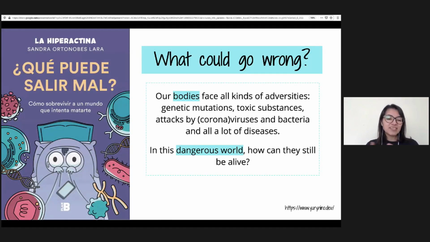Recently, I was reading this book titled What Could Go Wrong. It is a fascinating science book that explains how we are still alive considering the chaos our bodies must face. We live in a dangerous world in which genetic mutations, toxic substances, and attacks by coronavirus and bacteria could kill us.